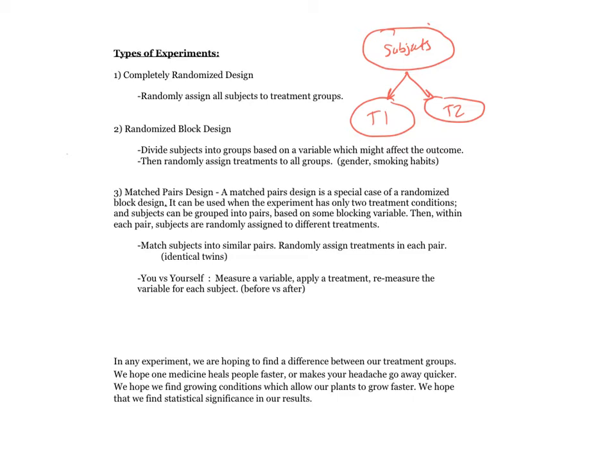Now, our second type of design is called a randomized block design. And this is when we would divide subjects into groups based on a variable which might affect the outcome. Then we randomly assign treatments to all the groups. So, let's say there were smokers in our subjects, and we knew that ahead of time, okay? We could just trust that randomly dividing up the subjects will split the smokers up equally into the 2 groups. But if we wanted to be 100% sure, what we would do is before the experiment, we would ask our subjects, are you smokers? Or maybe give them a blood test and test for nicotine.